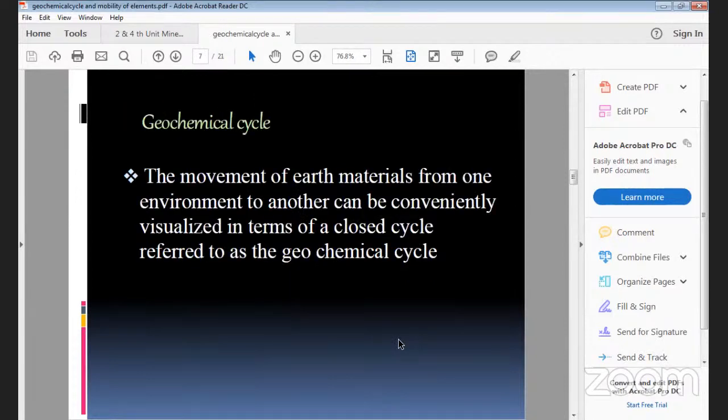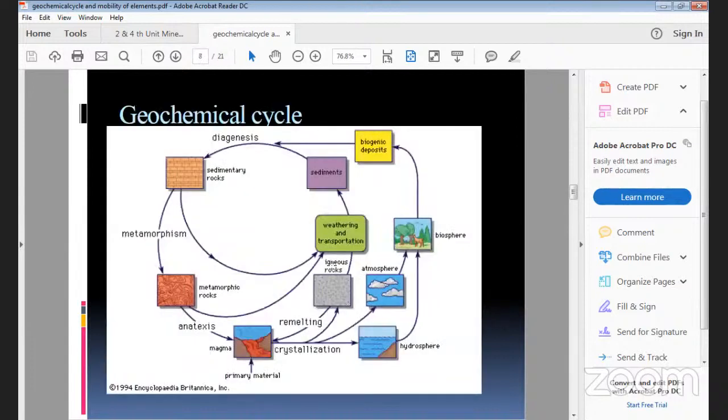The movement of earth materials from one environment to another can be conveniently visualized in terms of a closed cycle. It is referred to as the geochemical cycle. In a geochemical cycle, you see here at the bottom, the primary material comes from magma, and when it reaches the surface, it undergoes the process of crystallization. Then, in the first step, it forms igneous rocks.